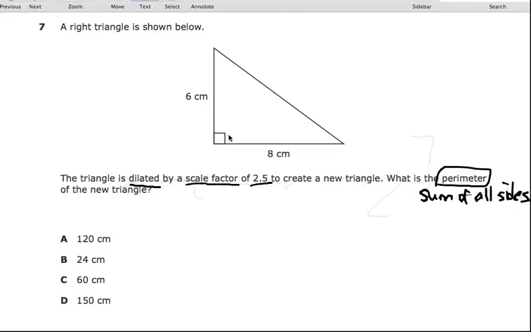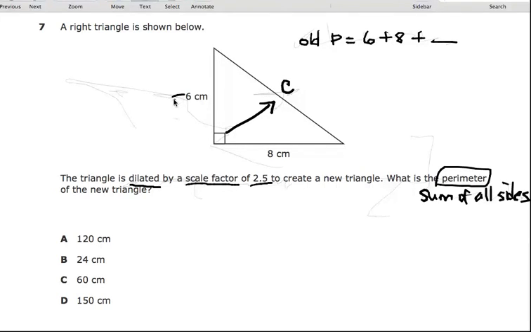So here, in order to figure out even the old perimeter before the dilation, I need to do 6 plus 8 plus some missing number. And here I see that it is a right triangle, so what I can use to figure out my missing side is the Pythagorean theorem. I look at my right angle, and the opposite of that is going to be my hypotenuse. I don't know what it is yet.